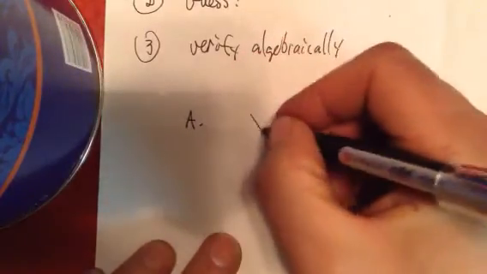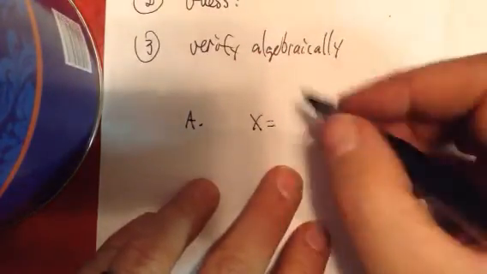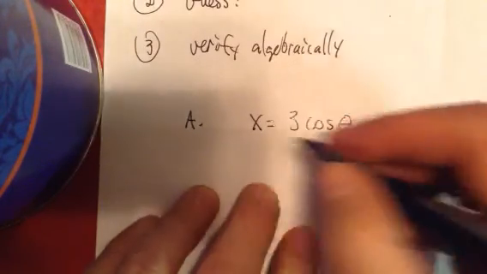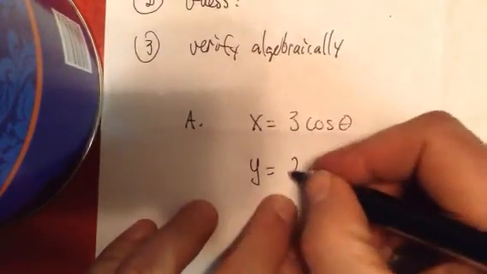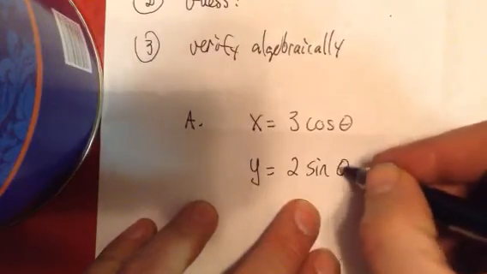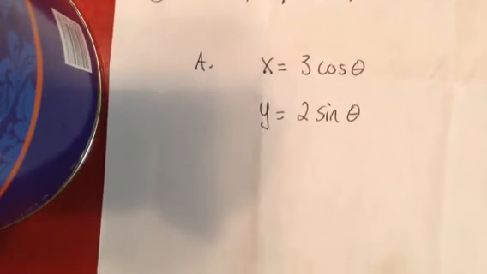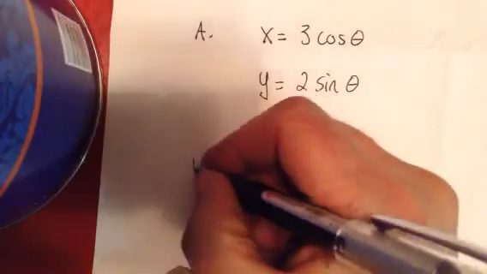First problem. X equals, it's going to be a slight variation here. We're going to make x 3 times the cosine of theta. We're going to make y 2 times the sine of theta. Maybe you already have a guess. Plot the points. See what happens.